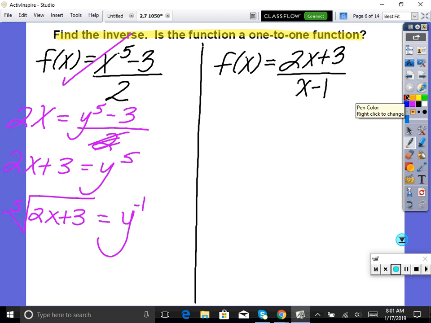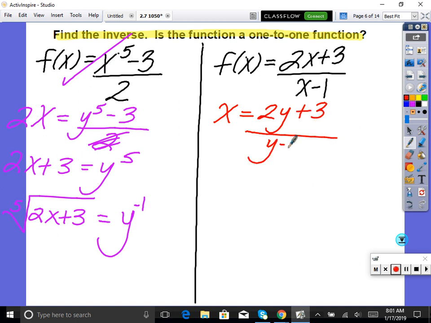So you'd say, it says, is the function 1-to-1? Find the inverse. So we switch x and y. So we have x is equal to 2y plus 3 over y minus 1. Now from here, we've seen this in 1010. The problem is, isn't there 2 y's? Yes. Now you're saying, well, there's 2 y's, so what am I going to do here?